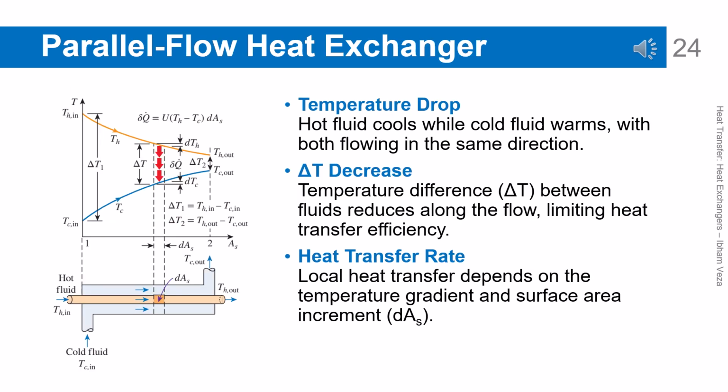Parallel flow heat exchanger temperature variation. In parallel flow, both fluids enter from the same side and flow in the same direction. The hot fluid temperature drops rapidly, while the cold fluid temperature rises rapidly. As a result, the temperature difference between the two fluids decreases along the length. This limits the total heat transfer potential. Local analysis shows that the heat transfer rate depends on the local temperature gradient and differential surface area.